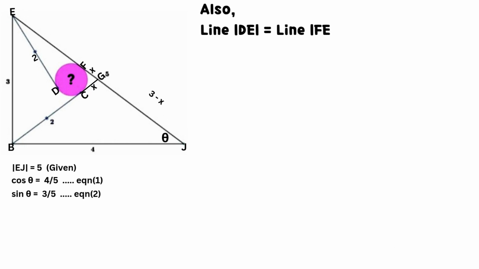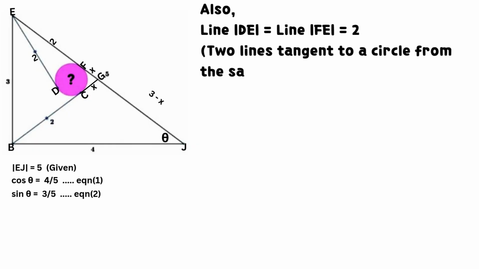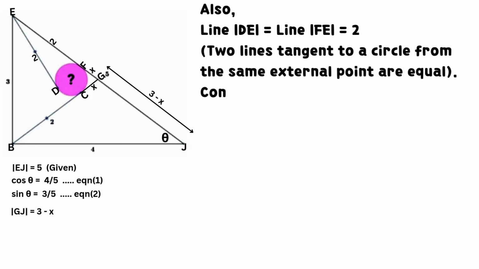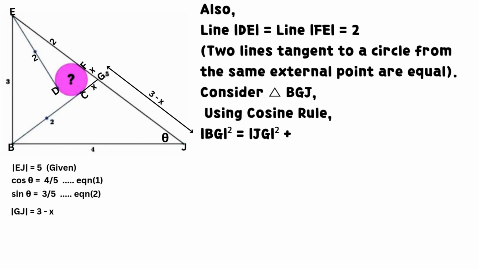Observe that line BC equals line FE, which equals 2. This is because two lines tangent to a circle from the same external point are equal. Consider triangle BGJ. Using cosine rule, the square of line BG equals the sum of the square of line JG and the square of line BJ, minus 2 times the product of line JG and line BJ multiplied by cosine θ.